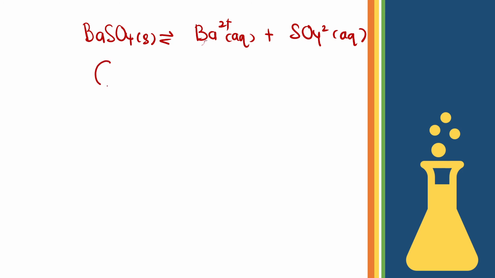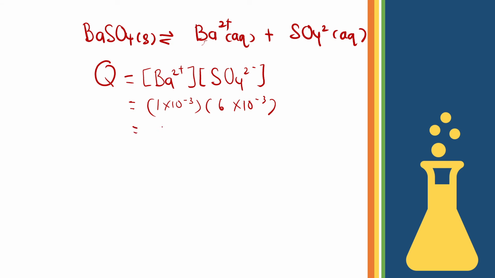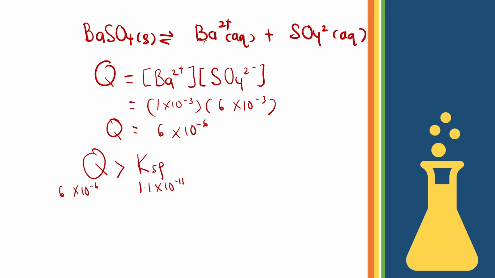Untuk barium sulfate, BaSO4, Ba2 plus darab SO4 2 minus. Jadi kita pakai Q is equal to concentration barium 2 plus darab sulfate ion concentration. Jadi kita akan dapat 6 exponent negative 6. So ini adalah nilai Q. So by comparing Q dengan Ksp, Ksp for barium sulfate given is 1.1 exponential negative 11. So yang ni kita kira 6 exponential negative 6. Jadi yang lebih besar adalah Q. Q is greater than Ksp.